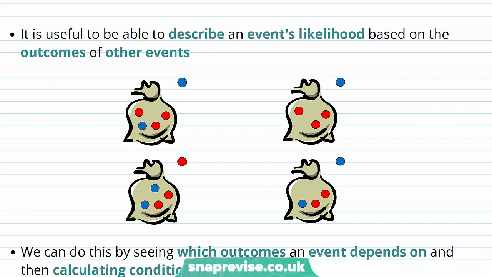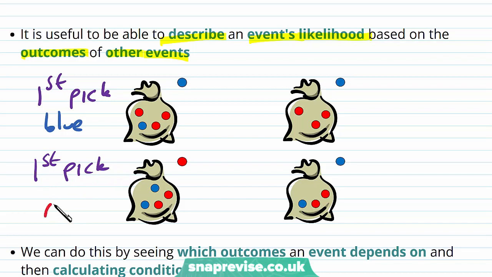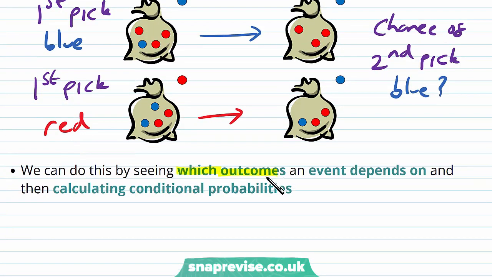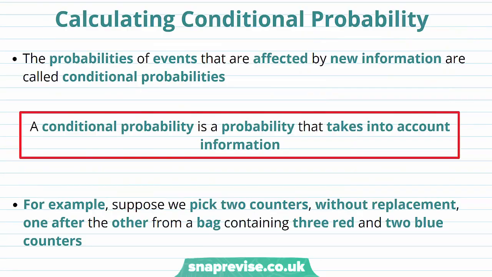It is useful to be able to describe an event's likelihood based on the outcomes of other events. Let's say we have the first pick of a counter and it's a blue. Or we could have the first pick of a counter and it was red. We'd like to know that in the two cases we take this forward, what is the chance of the second pick being specifically blue? We can do this by seeing which outcomes an event depends on and then calculating conditional probabilities. So how exactly do we calculate conditional probability?